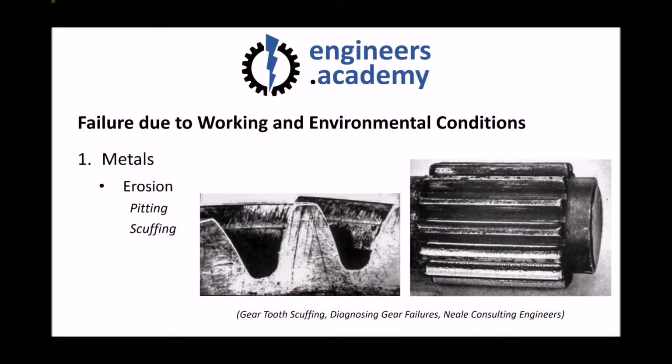There are other types of degradation that can affect our metals, such as erosion, and we saw in the previous tutorial how erosion can cause pitting and scuffing on the surface of components. Now, once again, we're interested in how we can prevent that, but before we can understand how it can be prevented, we need to understand what the surface of a material actually looks like.